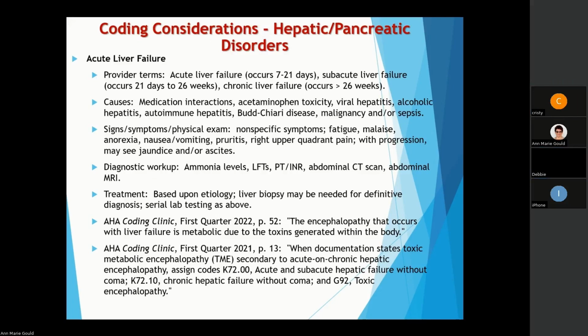Yeah, I like when they write hepatic encephalopathy with subacute liver failure, and then they're treating, and then the ammonia levels are all normal. I was like, really? Yep. Seen that a few times.